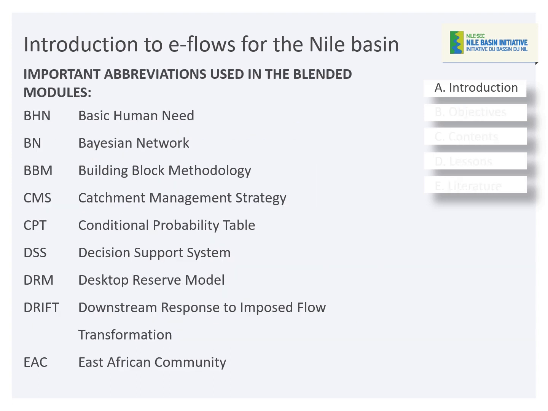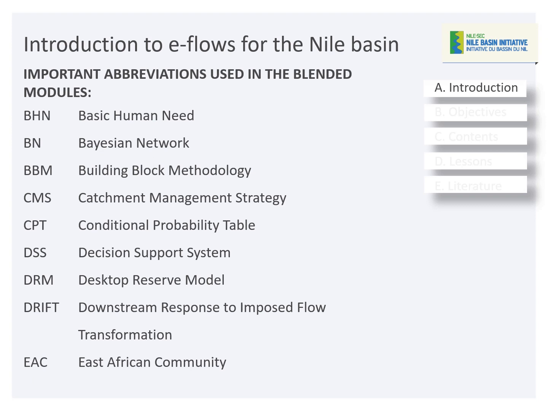There are some important abbreviations used in the blended learning modules, and I'm going to go through them in this introductory module. In the rest of the modules, I will refer to this introductory module. I will explain some of these terms now so that if they do pop up during some of the other blended learning modules, you'll have an idea of what they are. First is basic human needs. That generally refers to the amount of water required to carry out individuals' daily activities, using water for drinking, for bathing, and cooking, for example.